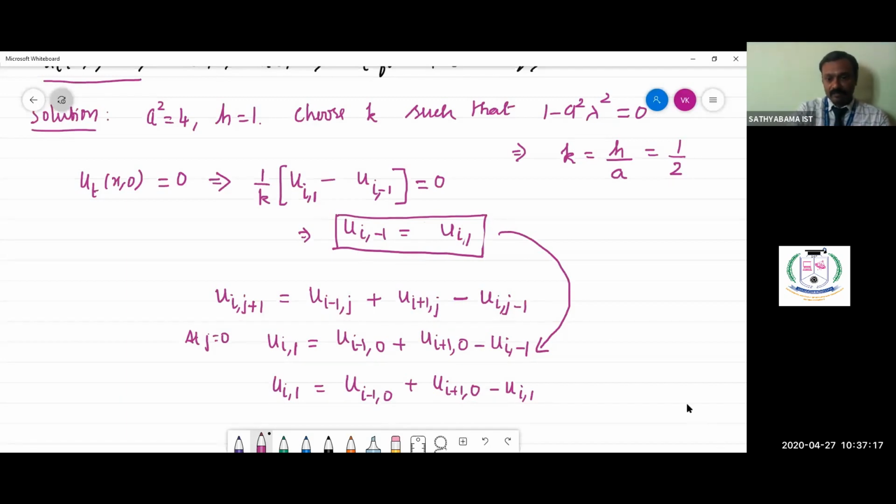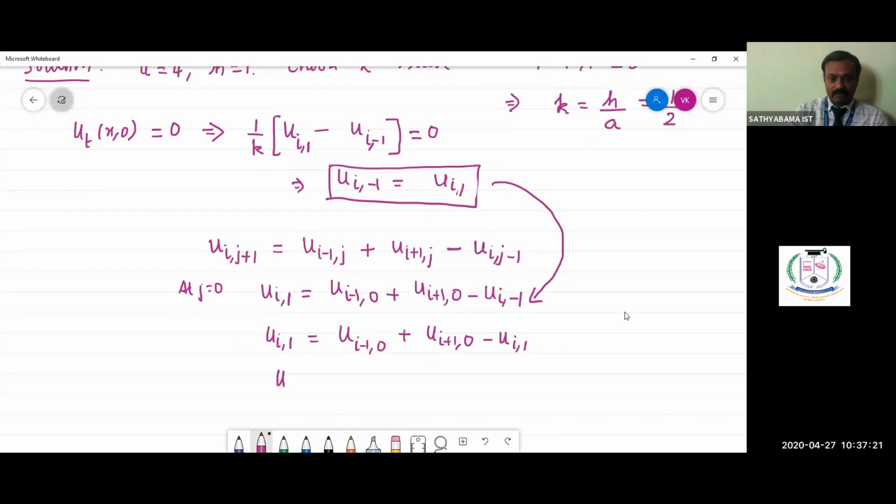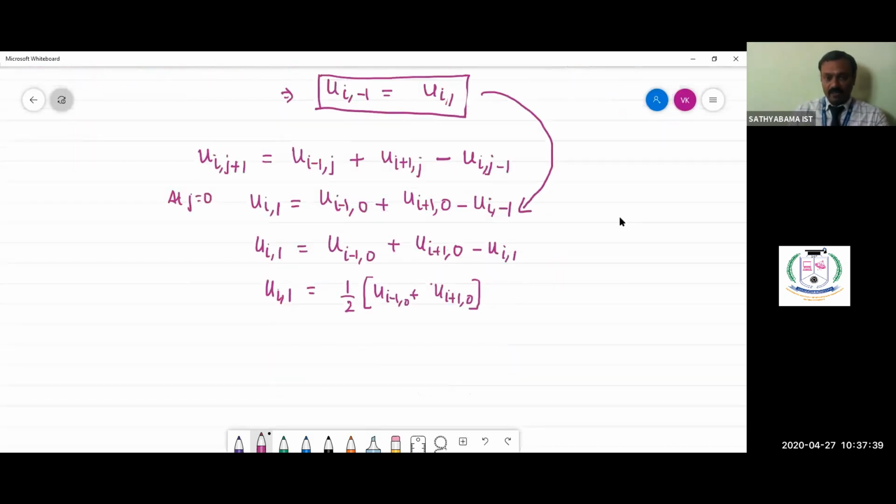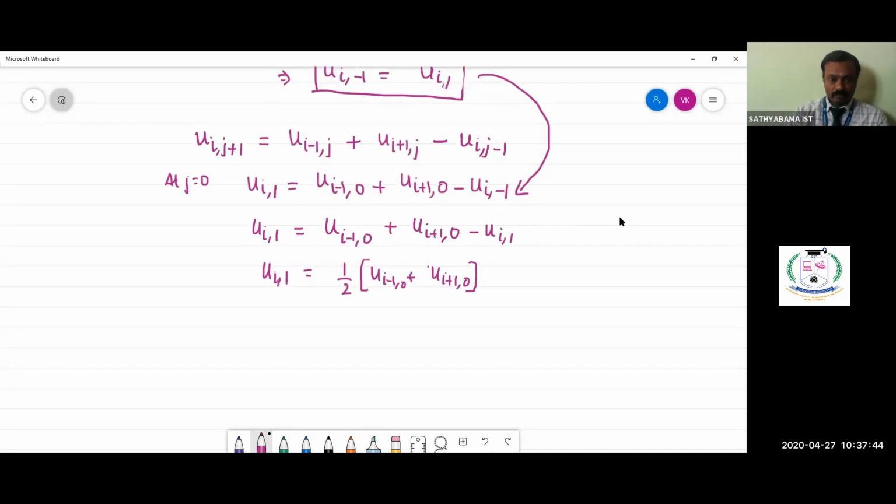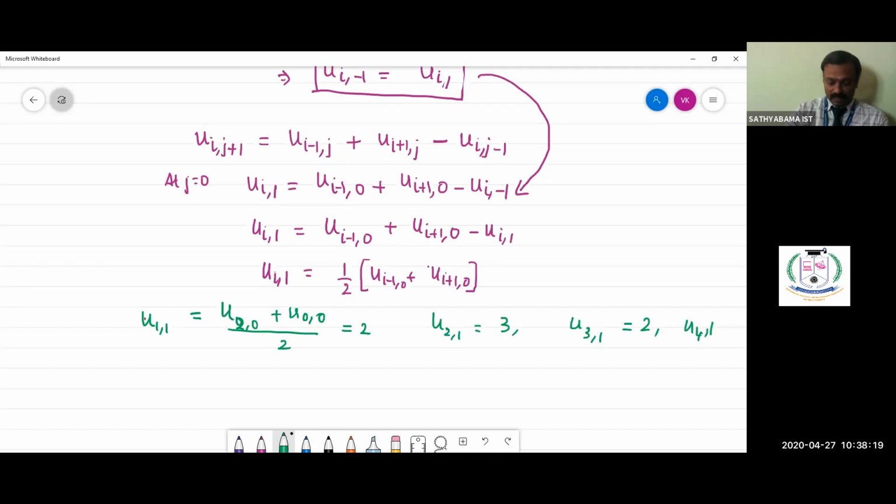So from this we get u_{i,1} is equal to 1 by 2 into (u_{i-1,0} plus u_{i+1,0}). And so by giving the various i values, we can find u_{i,1}. u_{1,1} is equal to (u_{0,0} plus u_{2,0}) by 2, that is equal to 2. u_{2,1} is equal to 3. u_{3,1} is equal to 2 and u_{4,1} is 0.